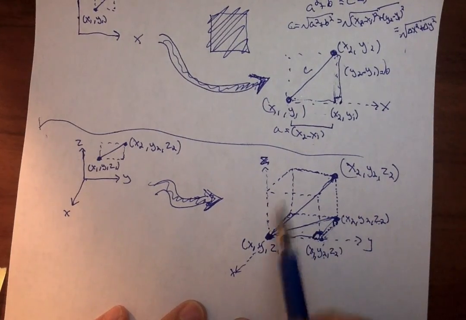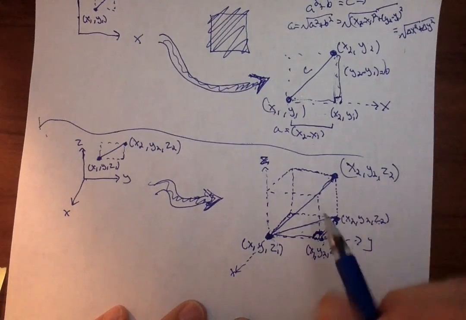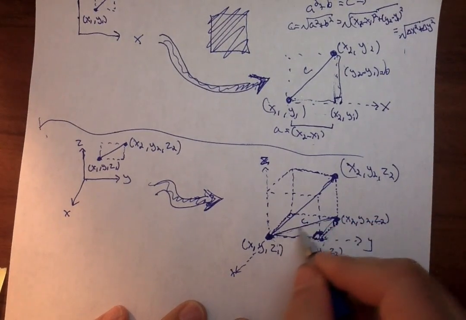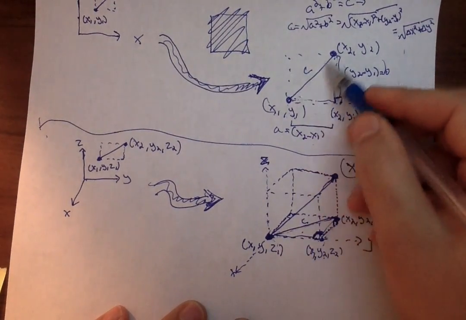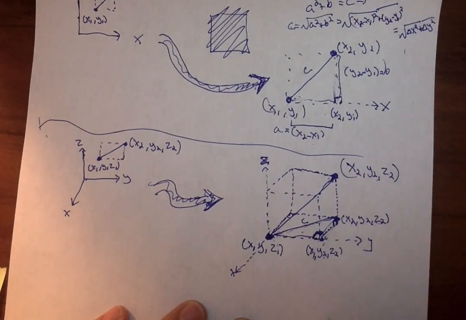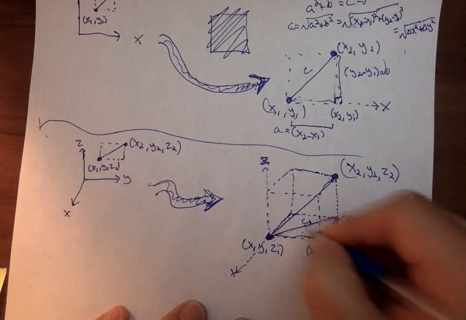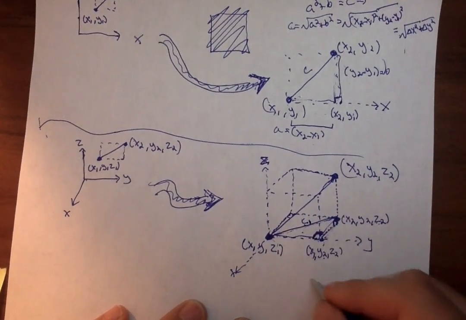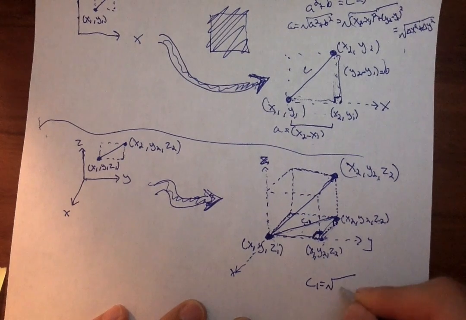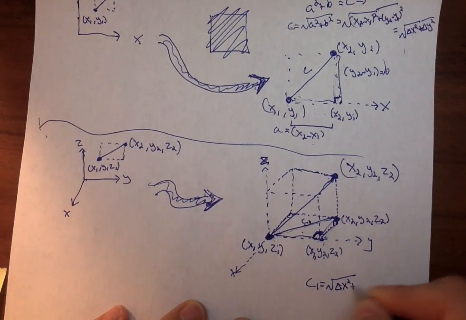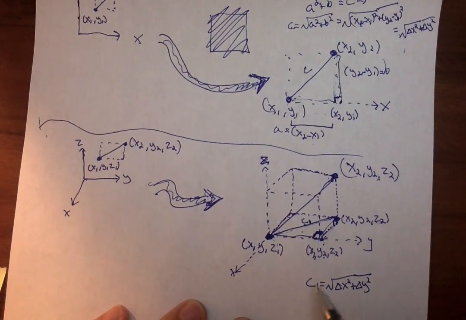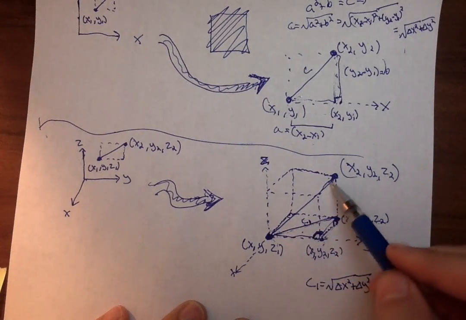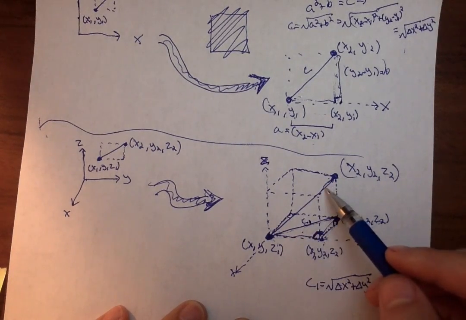Okay, if you notice, we are ignoring the z dimension right now, so this is going to be the same exact distance formula. This distance here is going to be the same distance as this c here. Okay, so I'm going to call this C1. You're going to see why in a second. So we're going to have C1 is equal to the square root of the change in x squared plus the change in y squared. But what I'm looking for here is this.